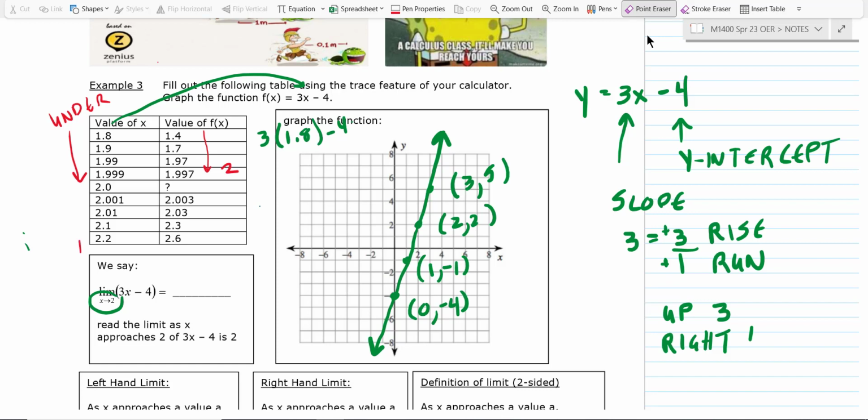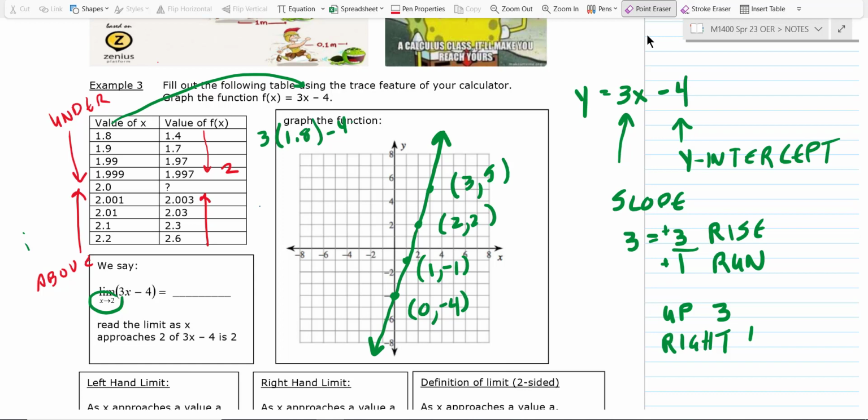Then if we come from above the 2, the same kind of thing happens. Notice that these x values are getting closer to 2: 2.2, 2.1, I'm closing in and getting closer to 2. And these y values right here are doing something. They're also approaching a finite value.